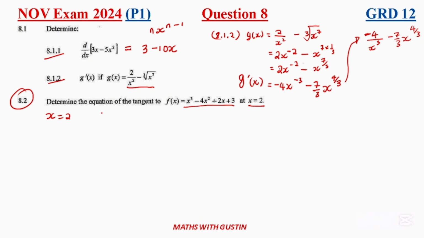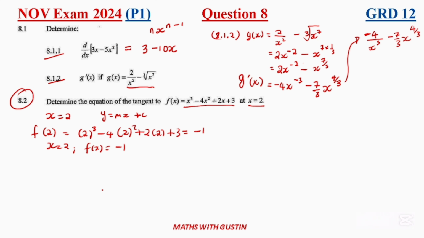Because what we're looking for is the straight line function, right? So now you're going to come here and say, okay, f of x when x is equal to 2, you substitute it there, it is going to be 2 cubed minus 4 times 2 squared plus 2, and therefore 2 here plus 3. This will ultimately give us, if I were to punch this into our calculator, minus 1. So these are the 2 points. x is equal to 2, and therefore f of x when x is equal to 2 is going to be minus 1.